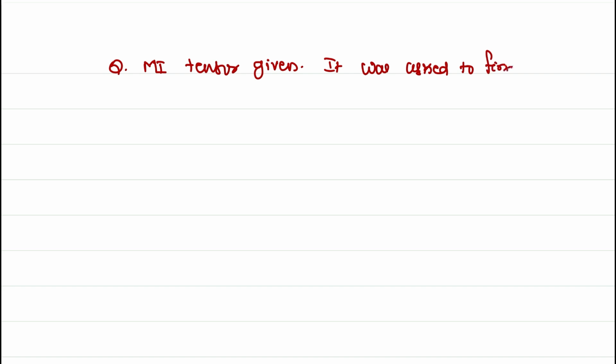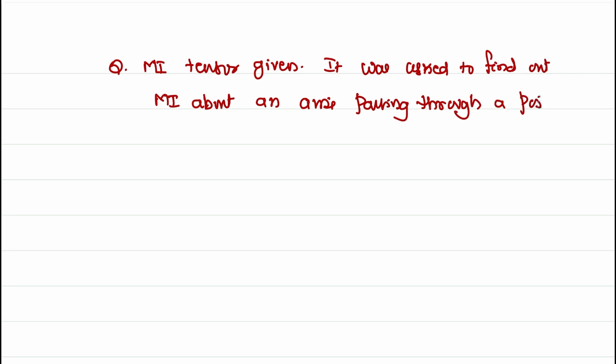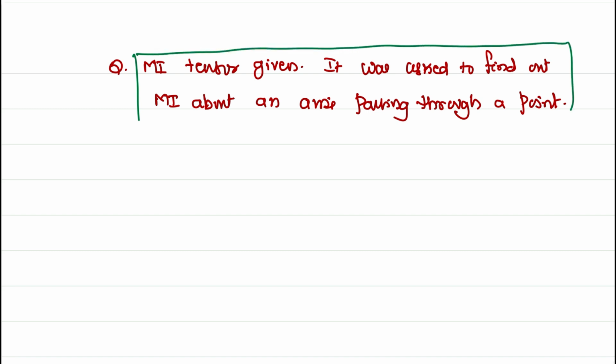Moment of inertia is given. The question is like this, try to understand. The moment of inertia tensor is given. They have not given moment of inertia values. The moment of inertia tensor is given, and it was asked to find out the moment of inertia about an axis passing through a point. This is the question. It looks simple and familiar, but for doing this we require the concept.